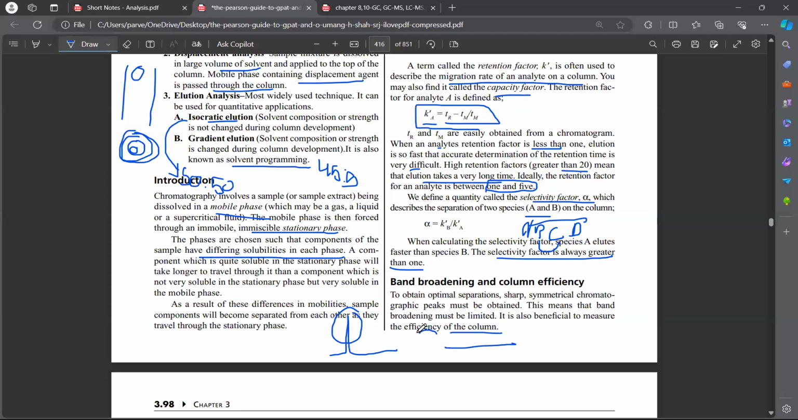So basically, before the HPLC column, there is a special column which is placed. Do you guys know the name of that column?